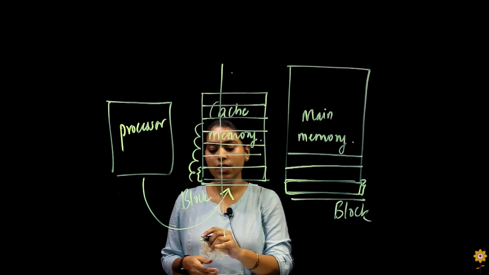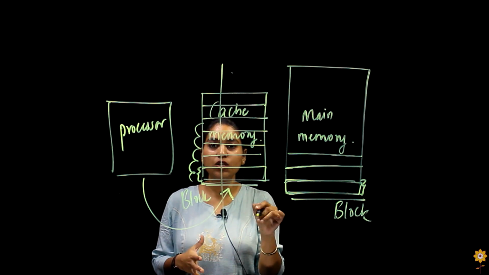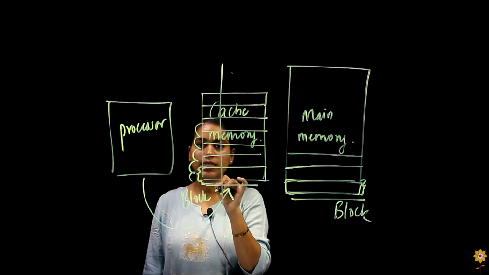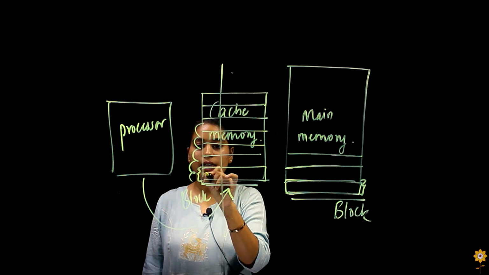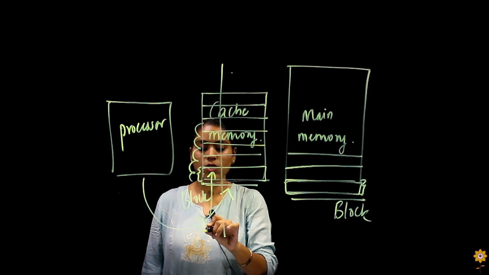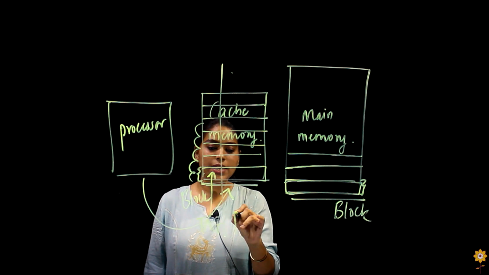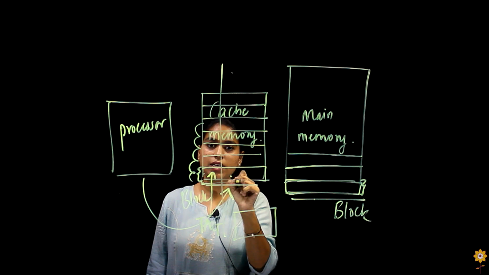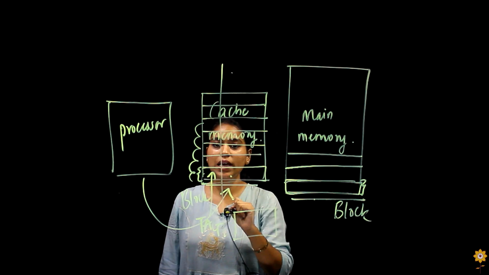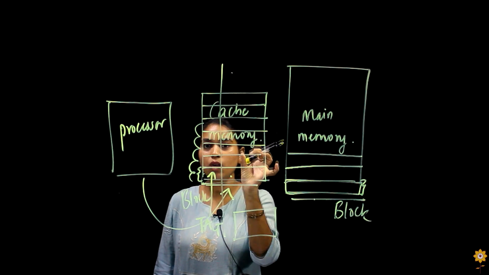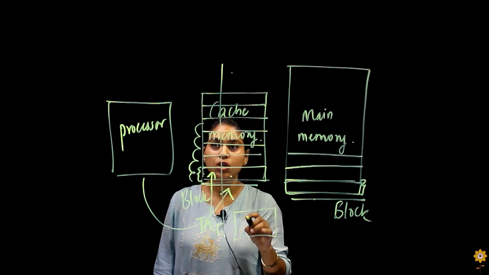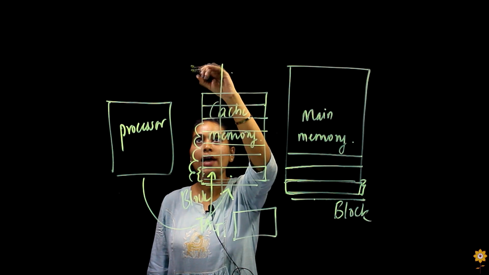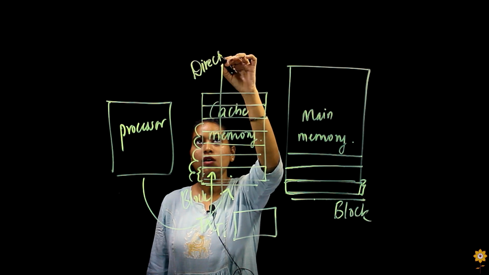There's a tag in front of each block inside your cache memory. So what does the tag hold? Suppose this is the tag. The tag has the address of the block which is being transferred here inside the cache memory, so that we can find out which block is present in which block of the cache. The collection of these tags is called a directory.